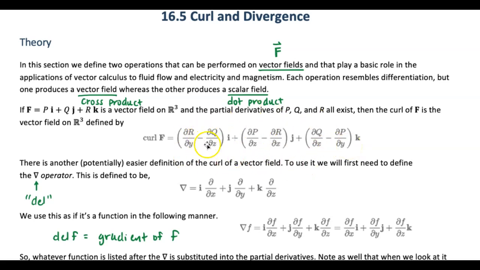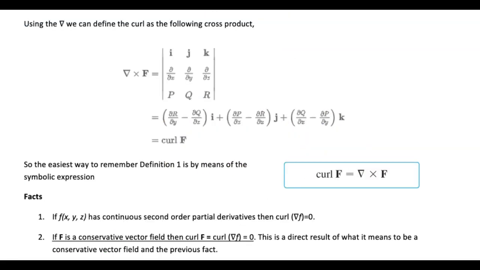And you can go ahead and use this, but I think it's a little bit easier to use this determinant just to find the cross product. And so we can get the curl of F, which is equal to del cross product the vector field function F.